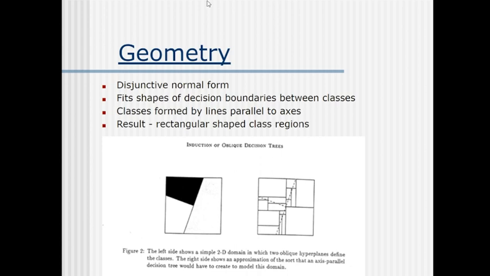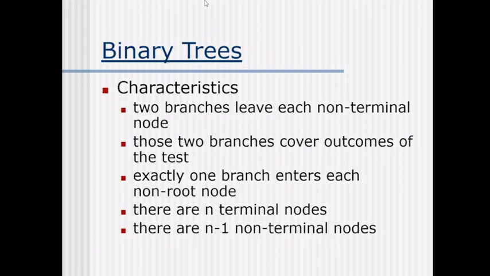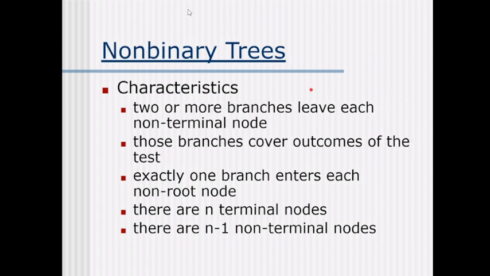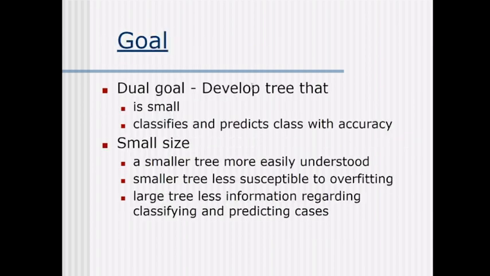Binary trees. Characteristics: two branches leave each non-terminal node. Those two branches cover the outcomes of the test. Exactly one branch enters each non-root node. There are n terminal nodes, and there are n minus 1 non-terminal nodes. Non-binary trees. Characteristics would be two or more branches leave each non-terminal node. Those branches cover the outcomes of the test. Exactly one branch enters each non-root node, and there are n terminal nodes and n minus 1 non-terminal nodes, just like the binary trees.